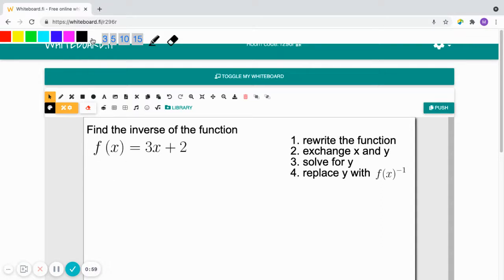So, let's see if this works. Okay, pause for the technical difficulties.